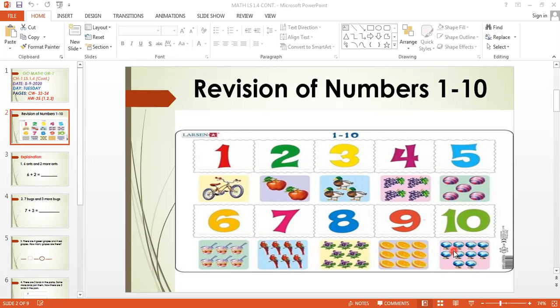And how many globes do you have here? Let's do the counting. 1, 2, 3, 4, 5, 6, 7, 8, 9, 10. So how many do you have here? 10. So let's count again. 1, 2, 3, 4, 5, 6, 7, 8, 9, 10. Again, repeat after me.